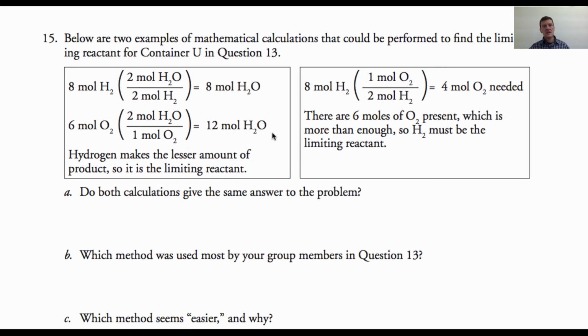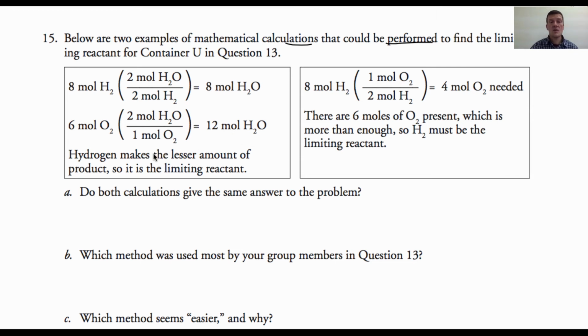All right, let's see how some people approach this. These are different calculations that could be performed to find the limiting reactant. And let's see what they did here. They took 8 moles of hydrogen. They're taking the molar ratio between water and hydrogen, and they say 8 moles of water produced. They take 6 moles of oxygen, and they're taking the molar ratio between water and oxygen. And they're saying 12 moles of water.